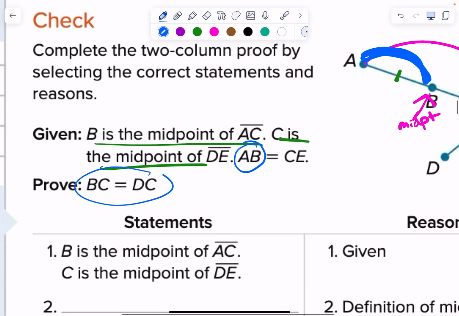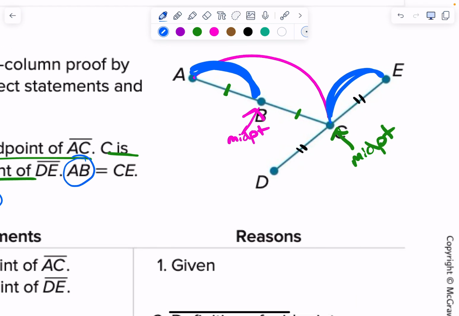We are trying to prove that BC is the same as DC. Would that be true? Yes. Okay, these two are the same as each other, these two are the same as each other, these two are the same, but then those two are the same, right? That logically makes sense, okay?